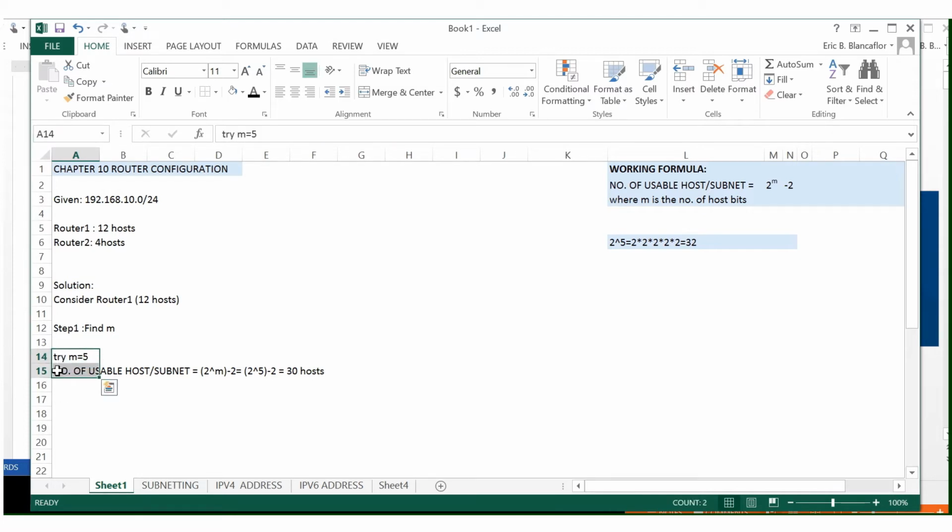Let's say we try M of 4. If M is equal to 4, and with the formula, 2 raised to 4 is 16 minus 2 is 14.